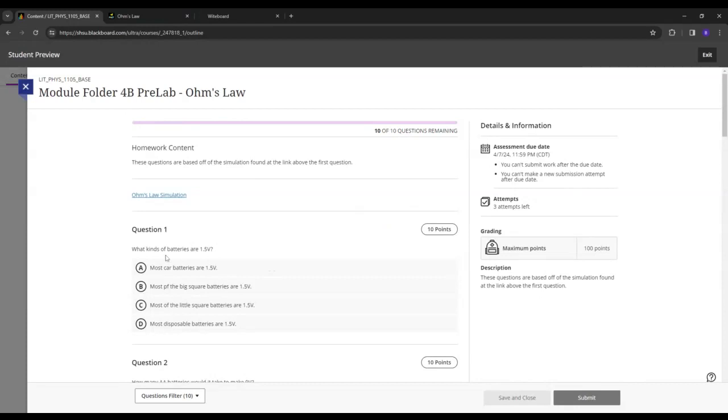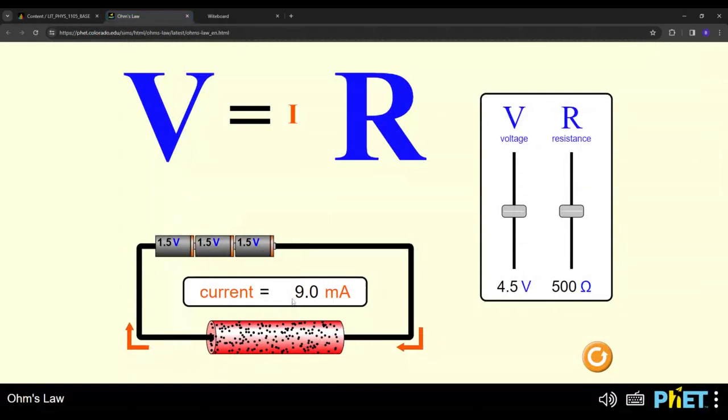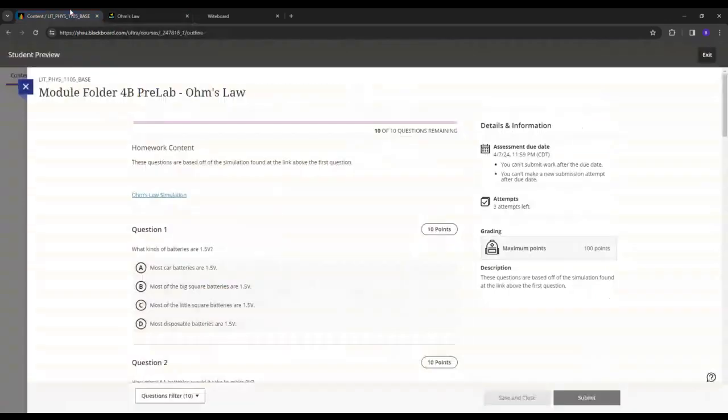So first question is, what kinds of batteries are 1.5 volts? Well, we can kind of spoil it. If you look at these, they each say 1.5 volts and they look like your disposable type, C or D batteries maybe, because they're kind of wide comparatively. For obvious reasons, there's no brand name on there, but it looks like a common type of battery.